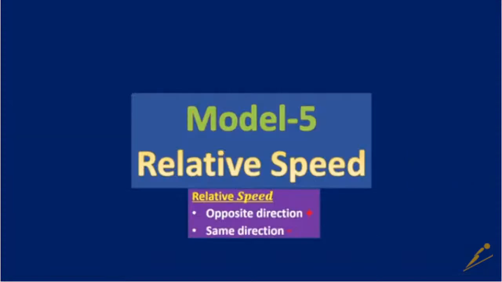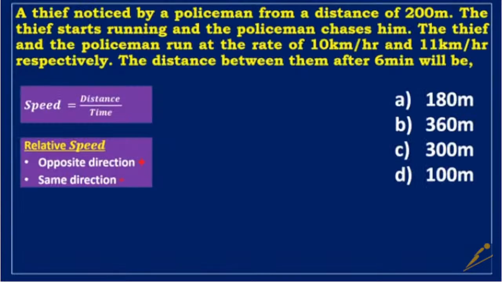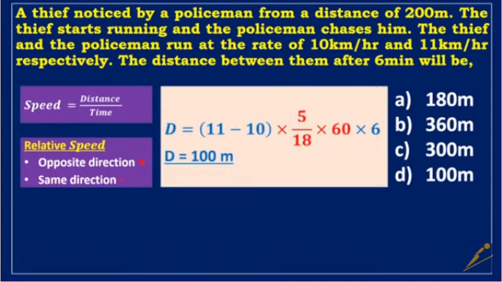Model 5. Relative speed. Example 1. A thief was noticed by a policeman from a distance of 200 meters. The thief starts running and the policeman chases him. The thief and the policeman run at the rate of 10 kilometers per hour and 11 kilometers per hour respectively. The distance between them after 6 minutes will be? Relative speed of policeman with respect to thief is equal to 11 minus 10 km per hour.